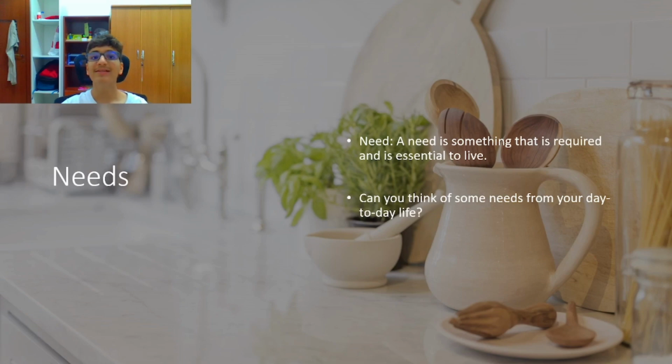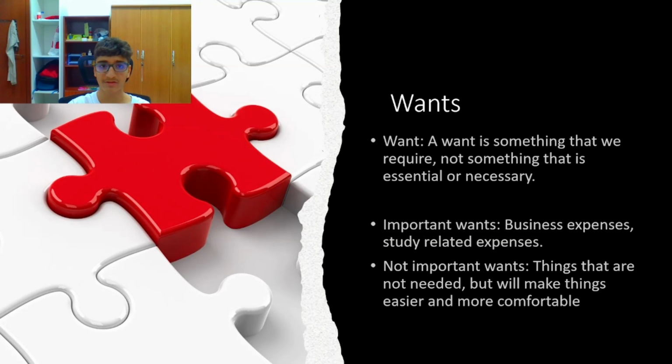A lot of people have heard these terms needs and wants, but do not have a very clear idea on what they are. So needs is basically something that is essential and is something that is required for you to live. For example, food, shelter, water. Can you think of some important needs that are there in your day-to-day life which you cannot live without?